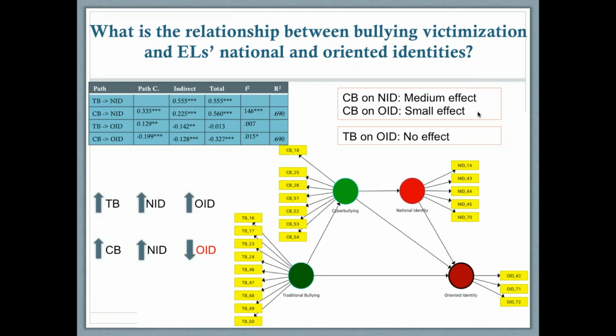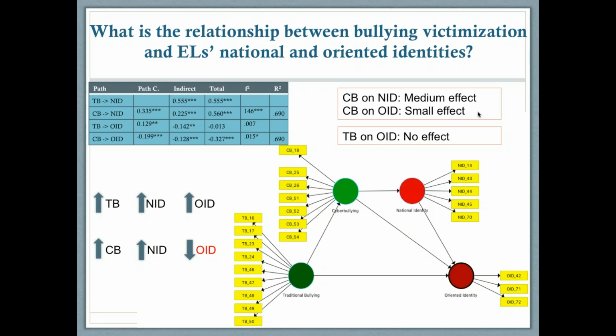Okay. So looking at the relationship between all these different variables, we see that both traditional bullying victimization and cyberbullying victimization contributed to English language learner identity development, either positively or negatively overall. So you can see the path coefficients in the first column after the path column. And there is no direct relationship between traditional bullying and national identity. But with the others, there are direct relationships. So all of these were significant at the 0.001 level and 0.01.